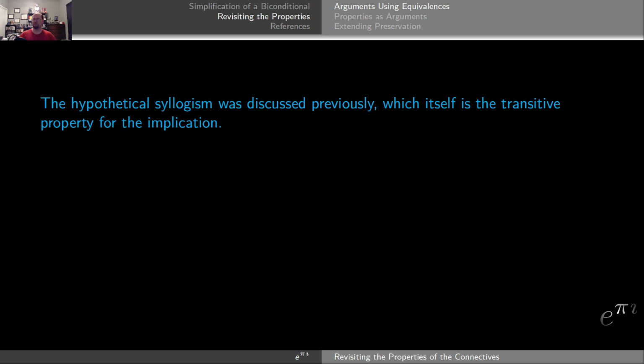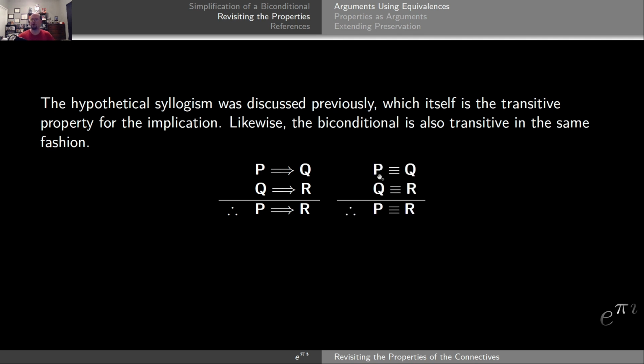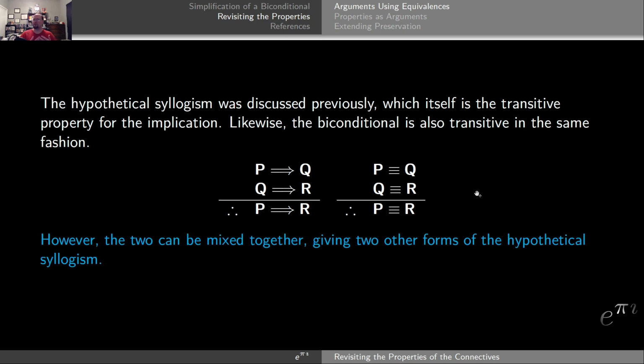The hypothetical syllogism was discussed previously, which itself is the transitive property for the implication. Likewise, the biconditional is also transitive in the same fashion. What this means is that if you have P implies Q and Q implies R, that tells me that P implies R. In a similar way, if P is equivalent to Q, and Q is equivalent to R, that tells me that P is equivalent to R. However, the two can be mixed together, giving me two other forms of the hypothetical syllogism.